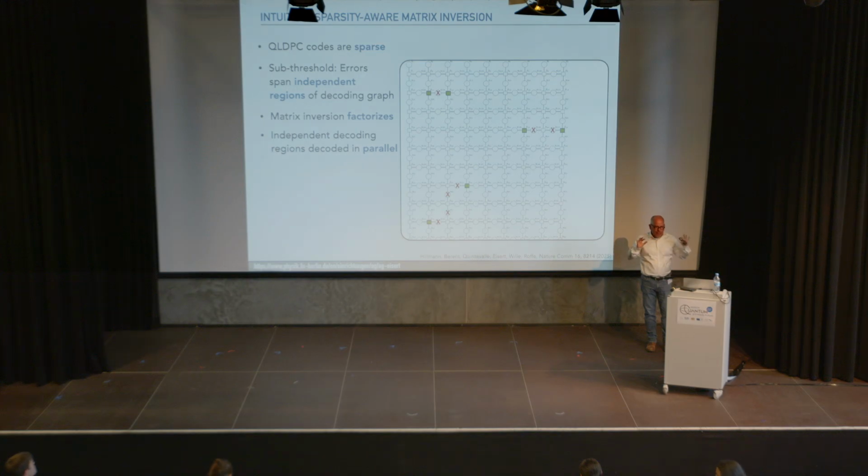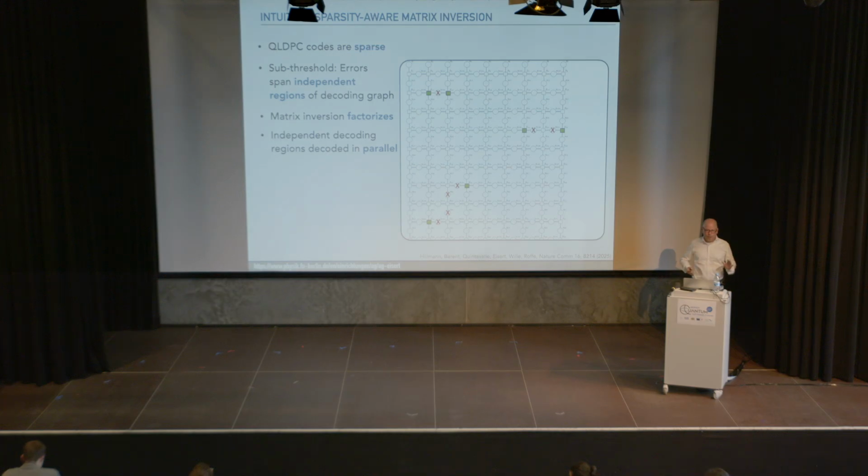Errors will span independent regions of this decoding graph, and they will not talk much to each other. So the matrix inversion problem as such will also factorize. It will be kind of independent. And the intuition is great. Taking that seriously, you should be able to think of independent decoding regions, decode them in parallel, and that could also be accommodated on the level of the algorithm. Think of patches. And this was the core idea underlying this approach.